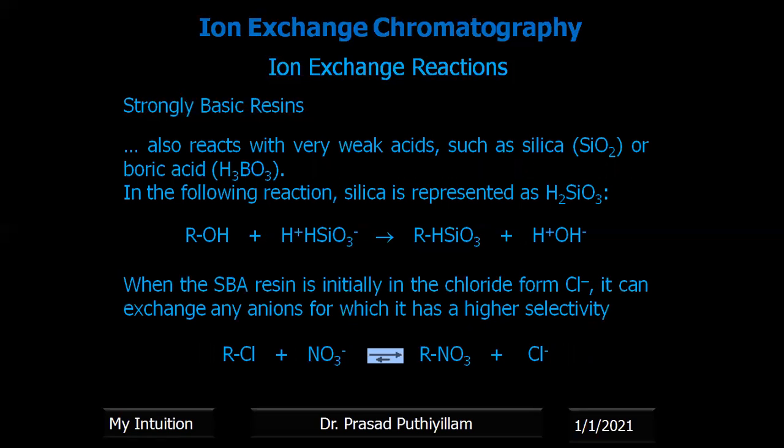When the strong basic anion resin is initially in the chloride form, Cl-, it can exchange any anions for which it has a higher selectivity, that is RCl + NO3- gives RNO3 + Cl-. So this reaction represents the nitrate removal process, for which special strongly basic anion exchange resins with different functional groups are used, with increased nitrate selectivity.